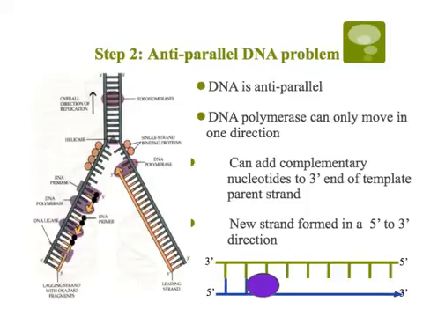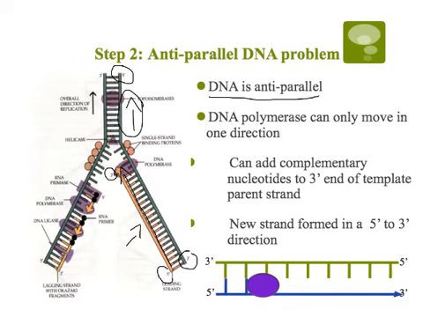Okay. So now, this creates a huge problem, because remember, DNA is anti-parallel, which means one strand goes from 5 to 3. So if the helicase is unwinding in this direction, and my polymerase has to build from 5 to 3, this strand over here is all set. It can just read this strand and build in this direction, and as helicase unwinds, it can just continue to build.